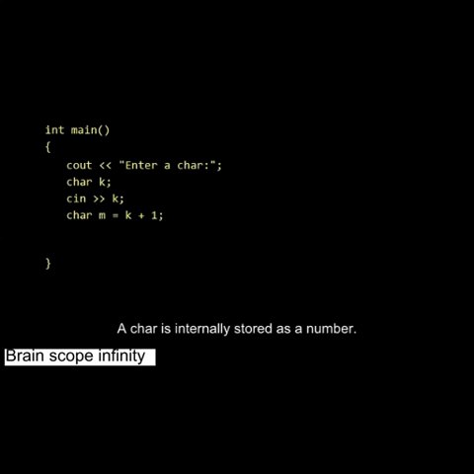K is internally stored as a number. To obtain the next ASCII number, add 1 to K. Now M contains the next character. Finally, display the character to the console output.